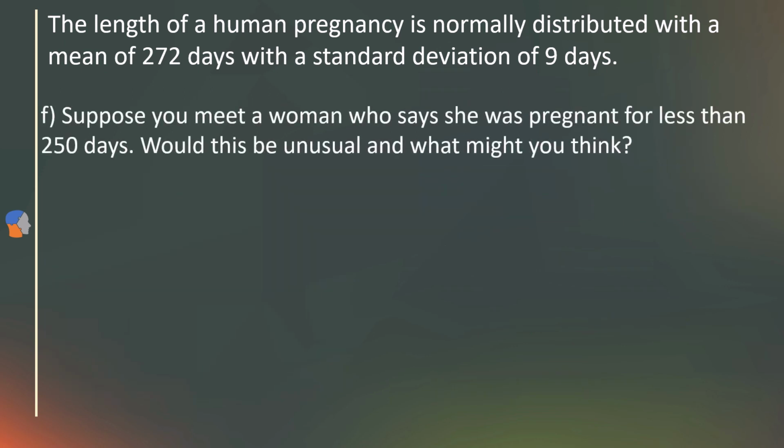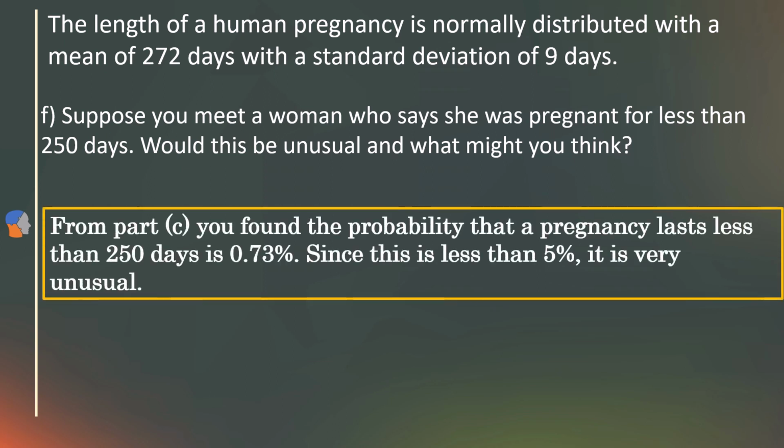Now go to the last part. Suppose you meet a woman who says she was pregnant for less than 250 days. Would this be unusual, and what might you think? Yes, do you remember we had an answer in part C? So it's related to part C. From part C, you found the probability that a pregnancy lasts less than 250 days is 0.73%. Since this is less than 5%, it is very unusual. Yes, if you have a probability less than 5%, we can say it is very unusual.